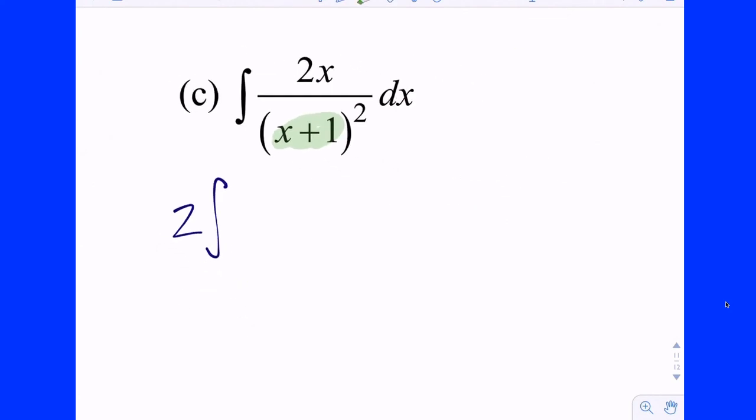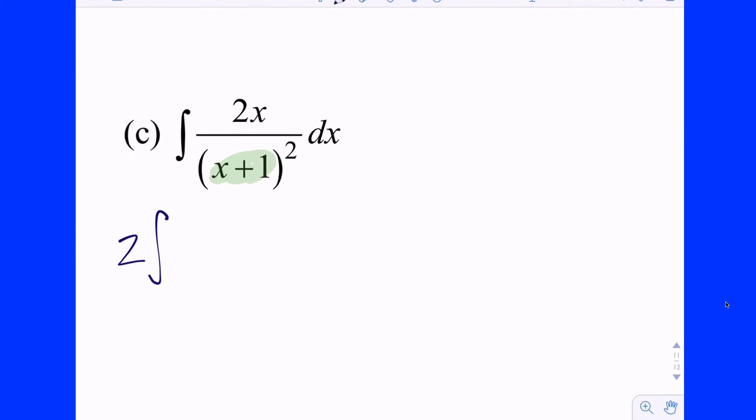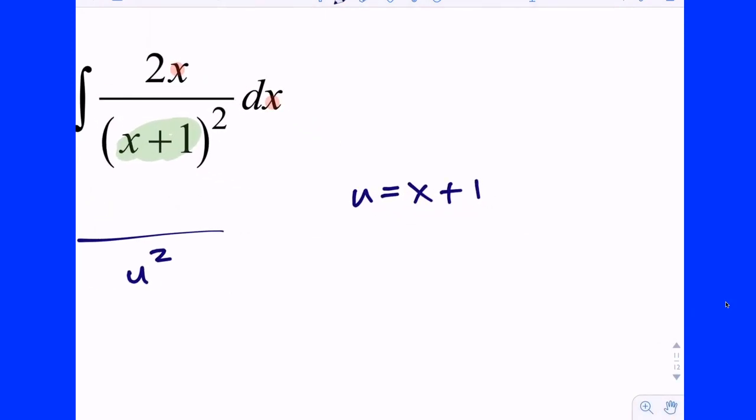So this is another good candidate for u sub. So we're going to let u equal x plus 1. And so immediately I'm going to go for u squared in the denominator. Kind of replace as you go. So now we just have to replace the x and the dx. And it doesn't matter the order in which you replace it. Let's go ahead and replace the x first, just to be different.